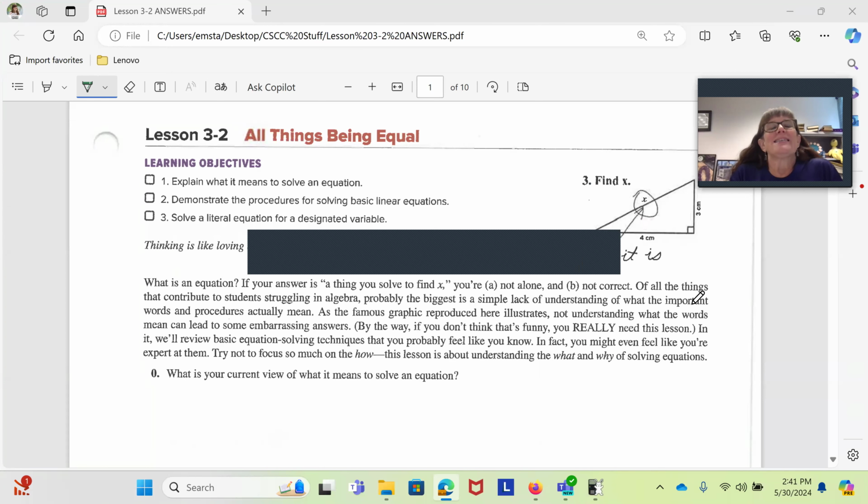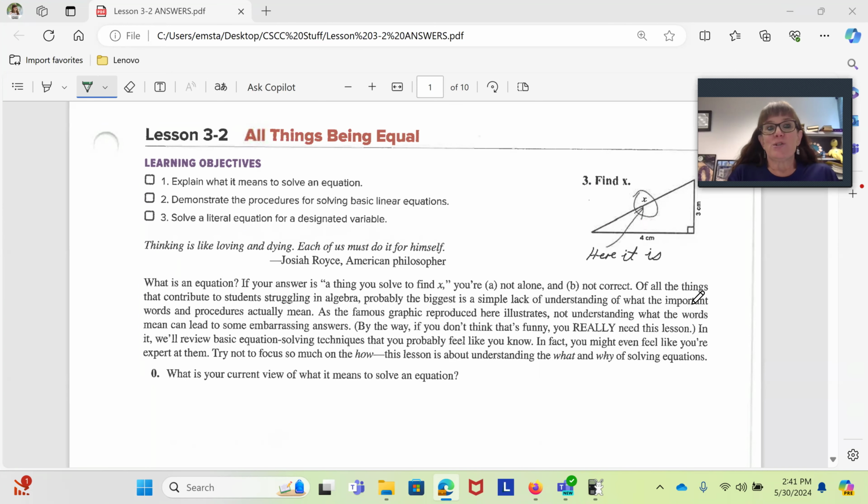Hello, welcome back. Today's lesson is lesson 3.2. It's titled All Things Being Equal. And today we're going to learn about solving equations. This can be found on page 295 of your textbook.